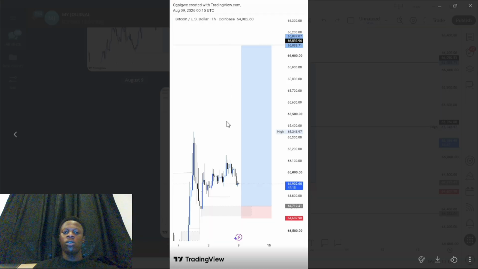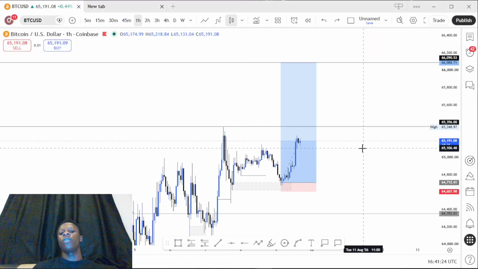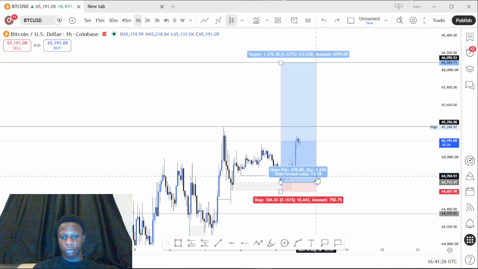Alright. This is the setup on BTC. I set it up and I set my limit order. Then I came back from church. Today is Sunday, and it got activated, and it's currently moving in some crazy profit right now.